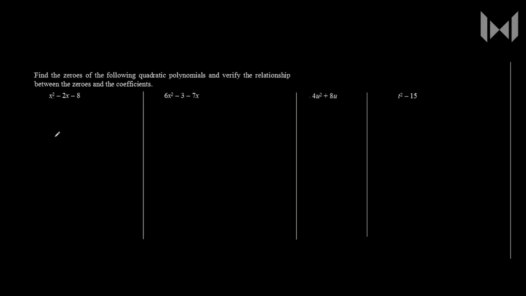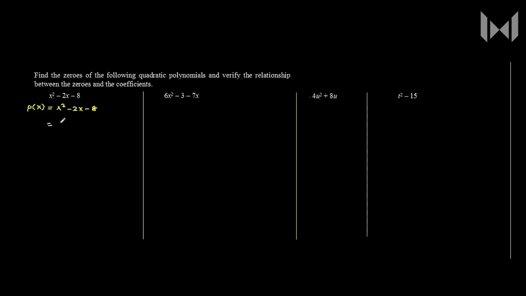Hello, in this video we are going to learn how to find the zeros and how to verify the relationship between the zeros and the coefficients. Over here we can see that the first one is p(x) is equal to x square minus 2x minus 8.